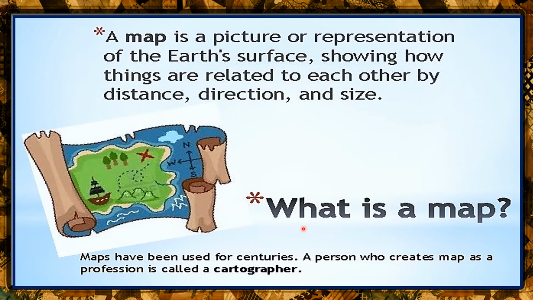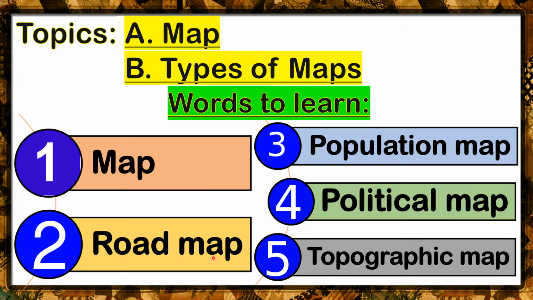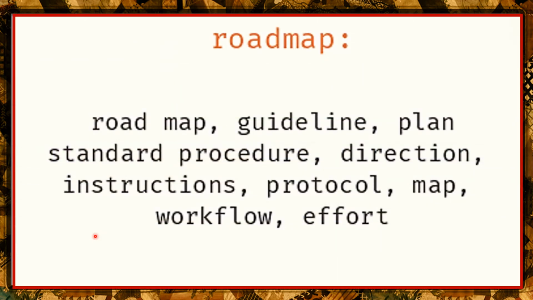So class, when you say map, it is a picture or representation of the Earth's surface, showing how things are related to each other by distance, direction, and size. So this is what a map looks like, class, and it shows the cardinal directions, which are north, south, east, and west. Maps have been used for centuries, and a person who creates maps as a profession is called a cartographer.